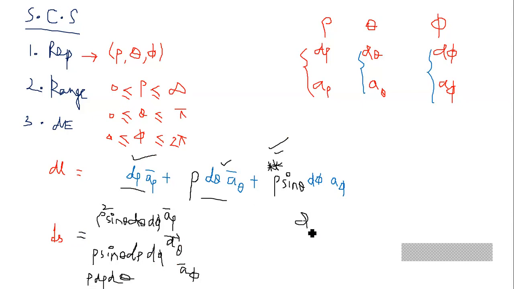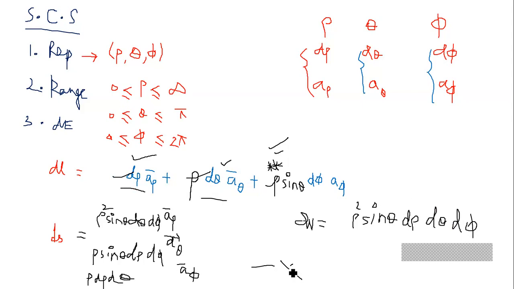We're coming to the volume. What you need to do? You need to multiply all the three terms. What expression do you get? Rho squared, all these three terms, this term, and this term. All these three terms you need to multiply. What do you get? Rho squared sine theta d rho d theta d phi. Done. Done with this coordinate system.